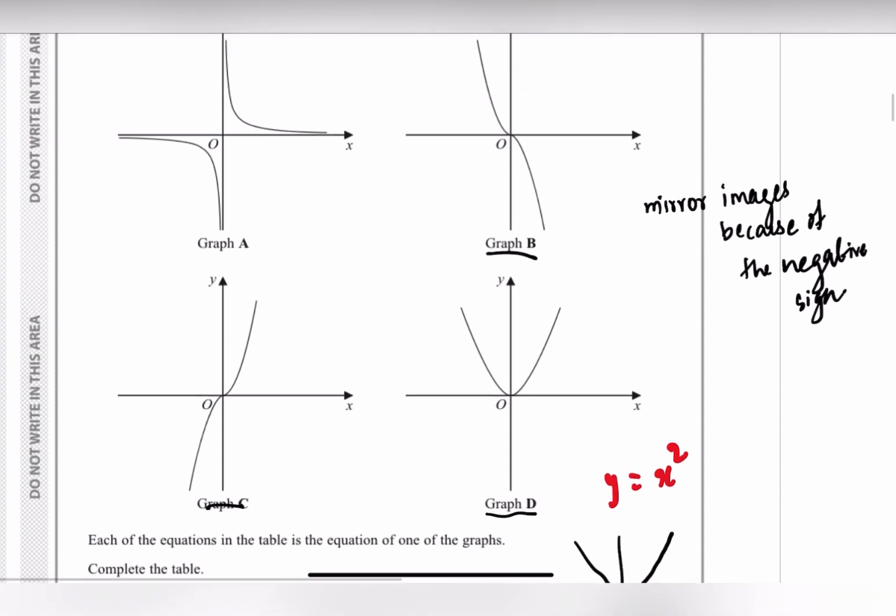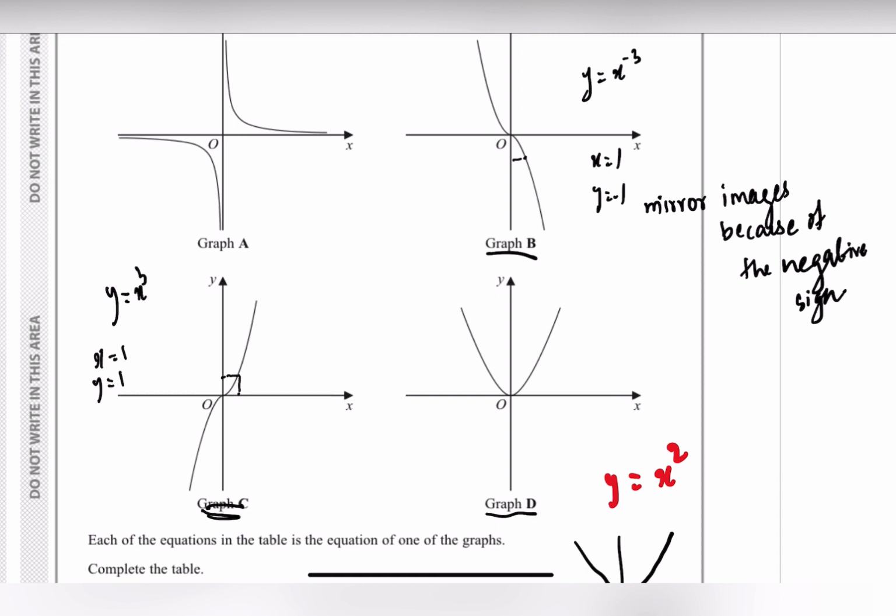So graph C will be y is equal to x cube and graph B will be y is equal to minus x cube. You can check that. For example, if you put x value as 1, you can get the y value as also 1. When x is equal to 1, y is equal to 1. But here, when your x is 1, your y is minus 1. See? So you can differentiate the graph by just checking the values.